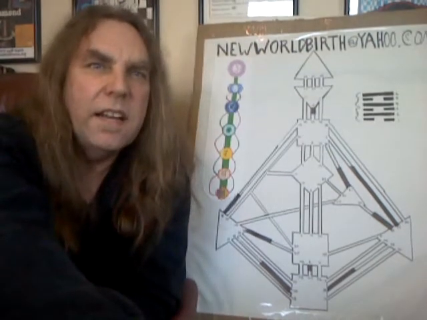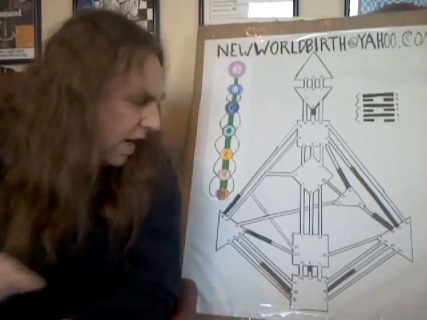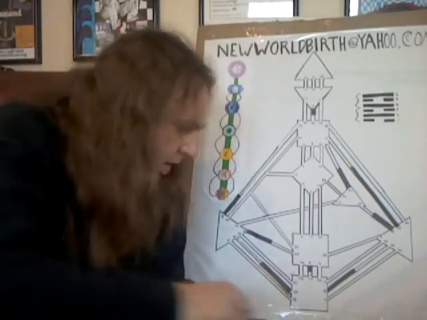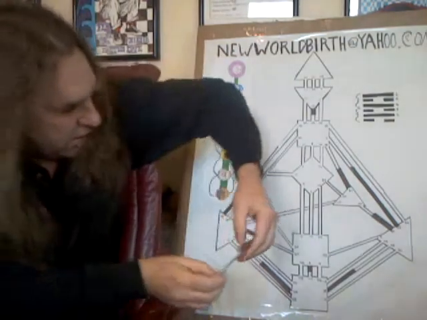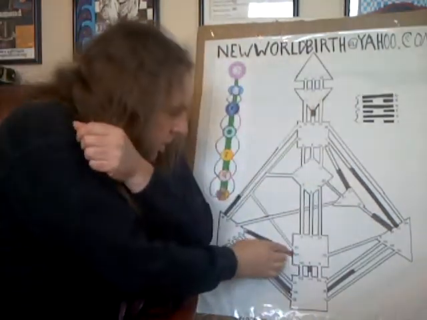On the 22nd, the sun moves out of the third hexagram and into the 27th hexagram. So, which puts it here.